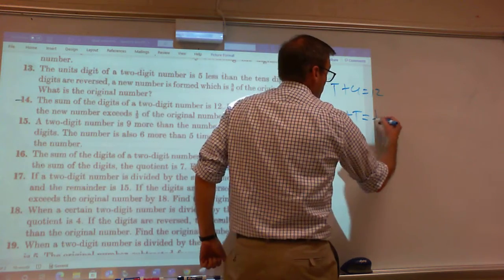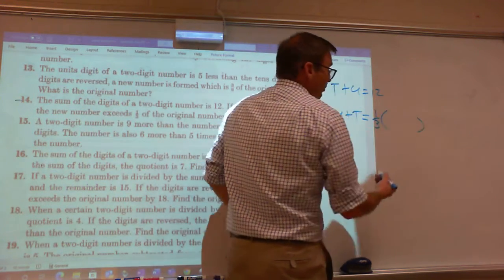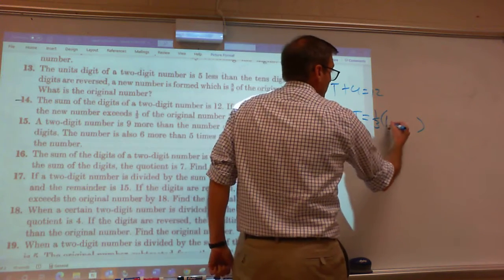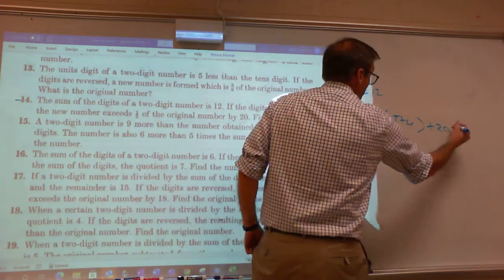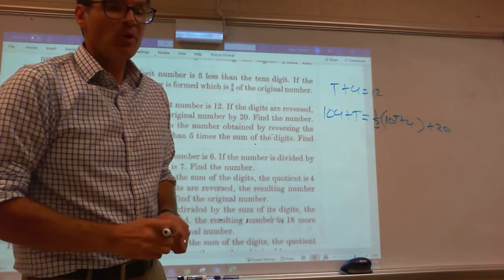So I'll multiply this by 1/3. The original number, which is 10t plus u, by 20, so I have to remember to put the plus 20, and there's my second equation.